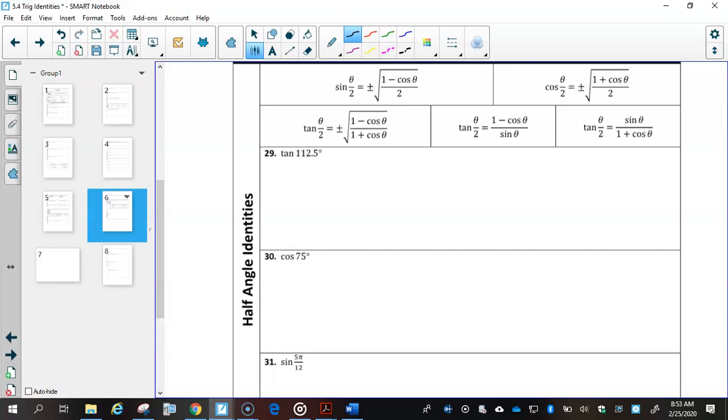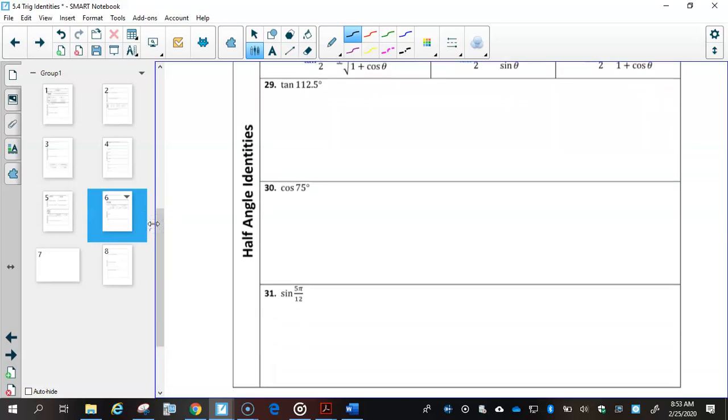So 75, that's not something on your unit circle. So that's some half angle. Where would that angle lie? Quadrant 1. So that means cosine's equation is going to be positive. Now it may get to a point that you may not need to do that. But for me, it helps me see what's positive, what's negative, because there's so many rules for half angle.